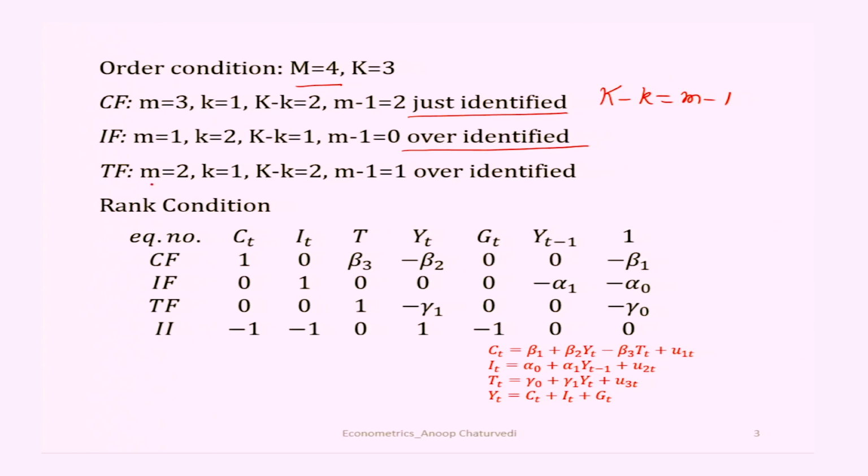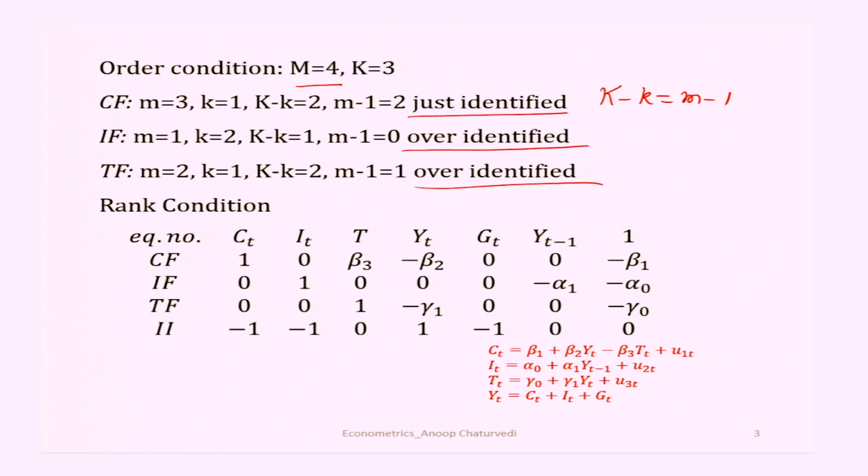For the taxation function, small m is equal to 2, it has 2 endogenous variables, and small k is equal to 1. The 2 endogenous variables are t and y, and the predetermined variable is just the intercept term. So, K minus small k is equal to 2 and m minus 1 is equal to 1. So, according to the order condition, it is over identified.